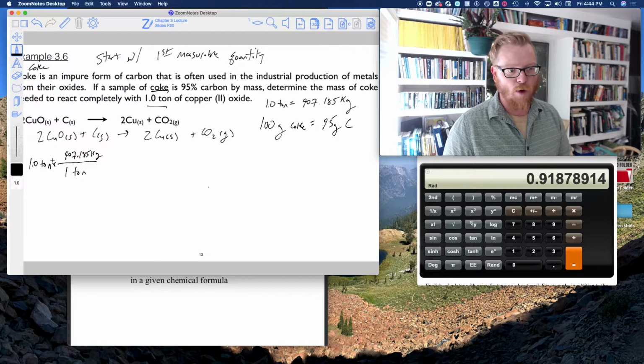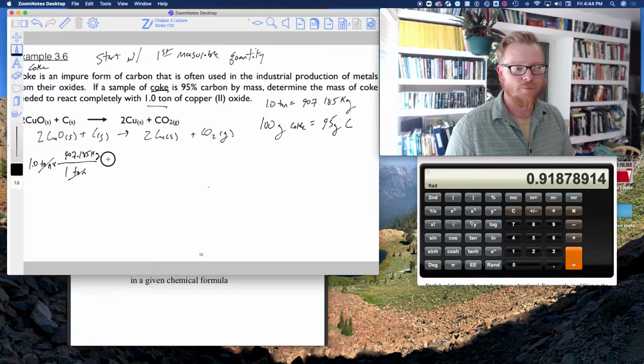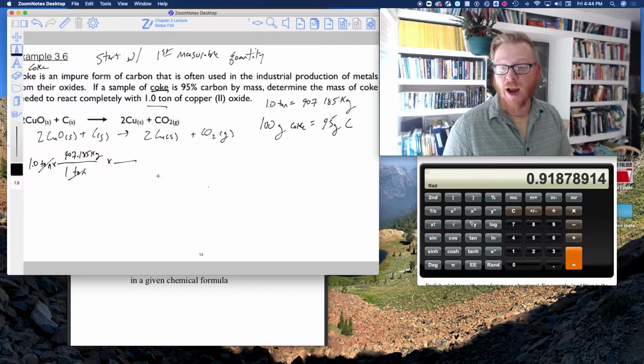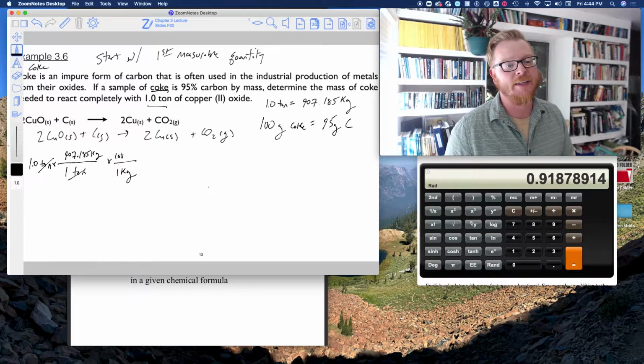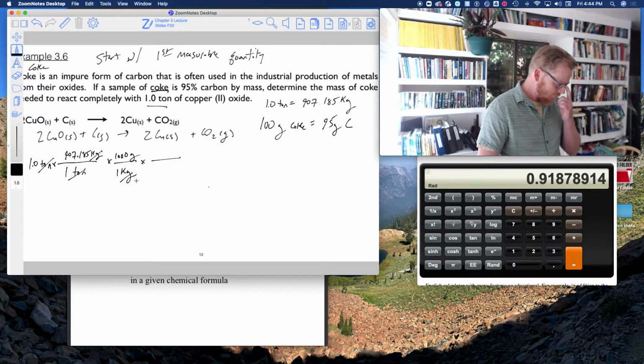So I just started that 1.0 just so I can keep track of what I'm doing. So 1.0 ton, in 1 ton, there's 907.185 kilogram. So the ton and the ton unit are canceled. I'm going to get us into the gram because hopefully you can recognize I need to get to molar mass. And to get to molar mass, I need my units to be in grams. So I went kilogram, I went down then up. So kilogram and kilogram cancel, and now I've got gram.